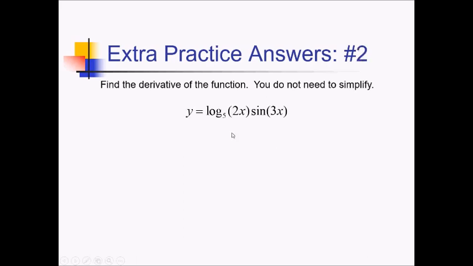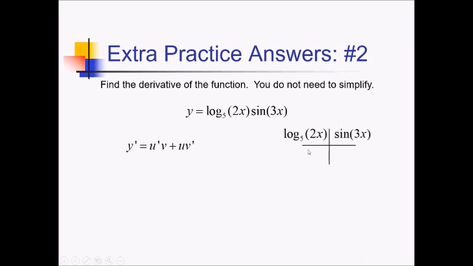To find this derivative, I'm going to need to use the product rule. So that's going to be u prime v plus uv prime. And let me set up my box and ribbon to help me sort that out. I've got my factors, log base 5 of 2x and sine of 3x.